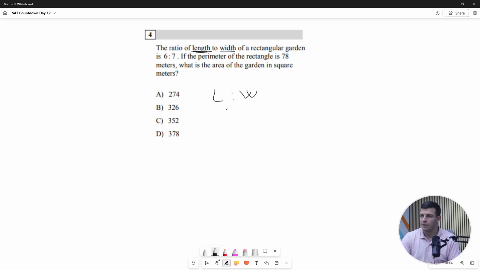of a rectangular garden is 6 to 7. So 6 to 7. I can also write it as L divided by W equals 6 divided by 7. If the perimeter of the rectangle is 78, P is 78, what is the area of the garden? Okay, we're given the perimeter, we're asked for the area. Now, if I need to find the area of something, I need to know the sides.